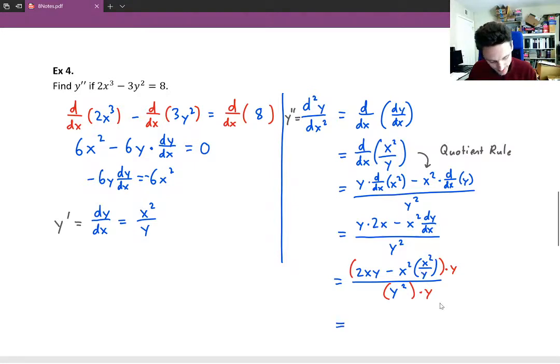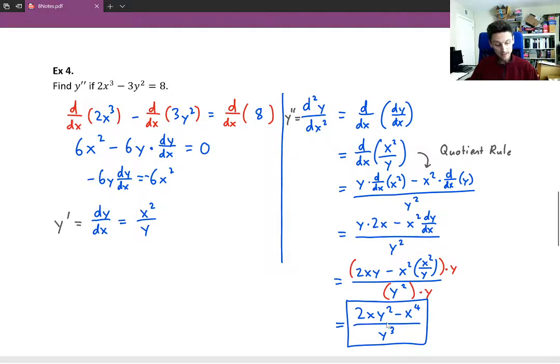So when we do that, we're going to get 2xy squared minus x to the fourth over y cubed. And there's the second derivative of y with respect to x. Notice again that it's a function of both x and y, right? All these implicit differentiations will often have an x and a y in their derivatives.